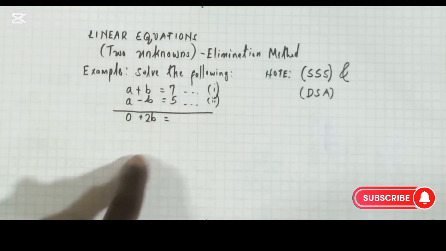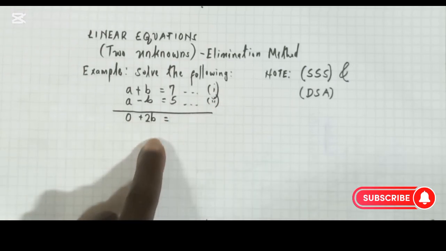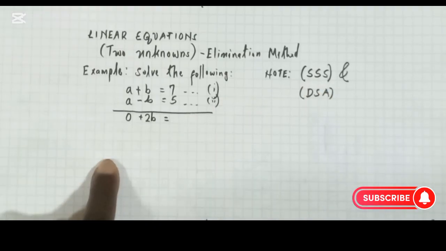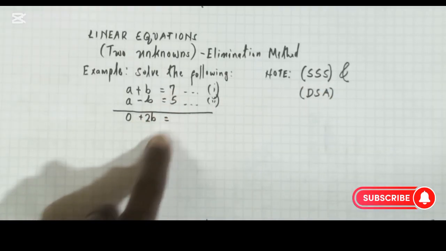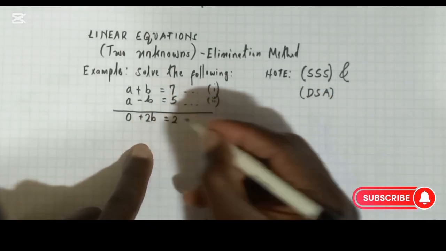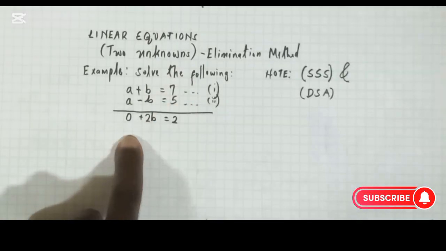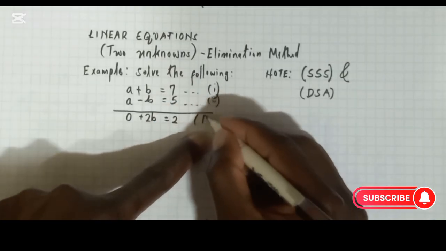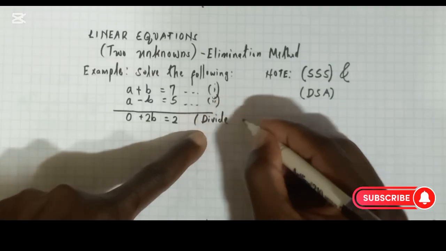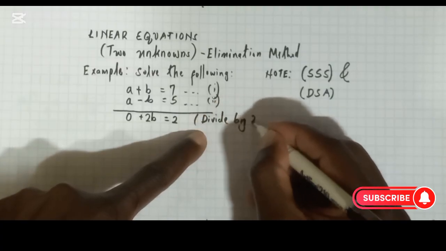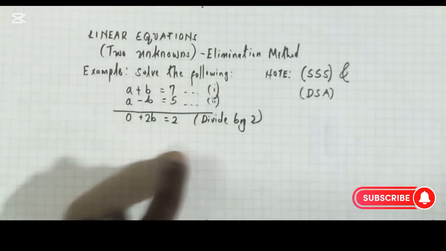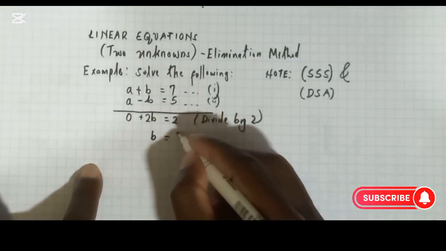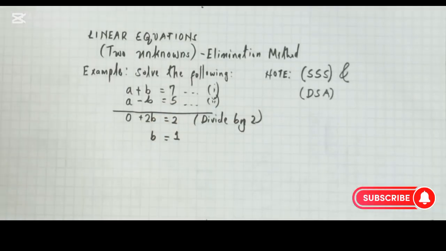Okay, remember, we're subtracting these two equations. It's because of the golden rule: same sign, subtract. So 7 minus 5 will give us 2. To solve for b, we divide both sides by 2. When you divide both sides by 2, the value of b will be equal to 1.